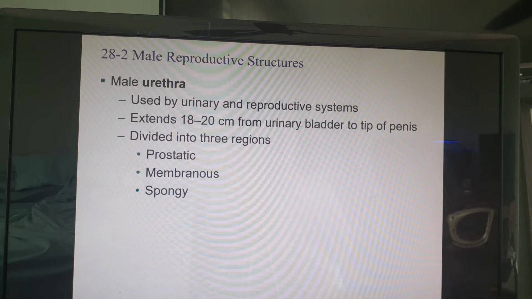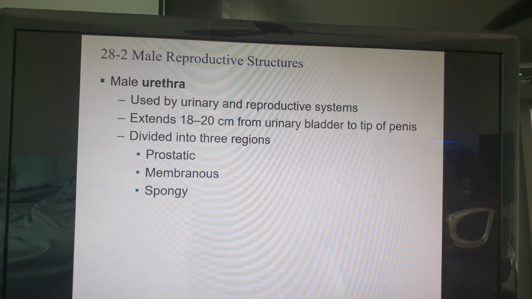So the urethra has three sections. The prostatic urethra, which of course is running through the middle of the prostate gland. The membranous urethra, where it passes through the wall of the perineum. And then the spongy urethra that goes into the base of the penis and then all the way to the tip of the penis.